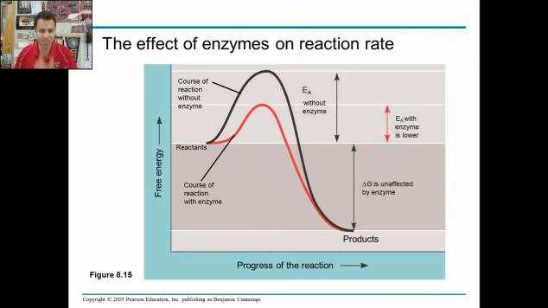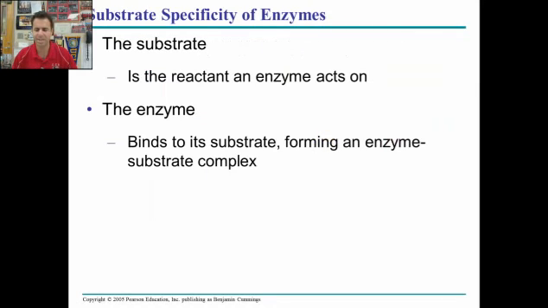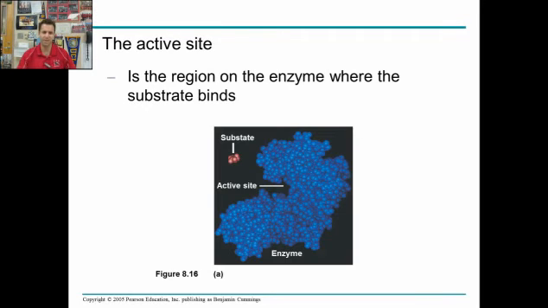Okay, delta G specifically is unaffected by the enzyme. There is no change in free energy. There's only a change in the activation energy needed to be overcome to make the reaction go to completion. Now, an enzyme is always going to act on a substrate. That's the reactant or the thing that's being acted upon. The enzyme itself is going to bind to the substrate and form this big complex that we call the enzyme-substrate complex that you see here.